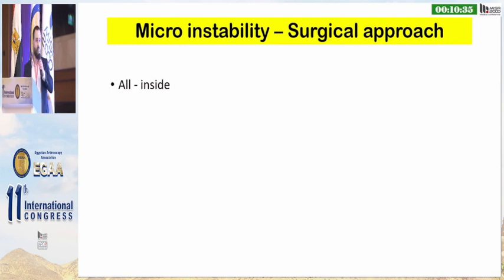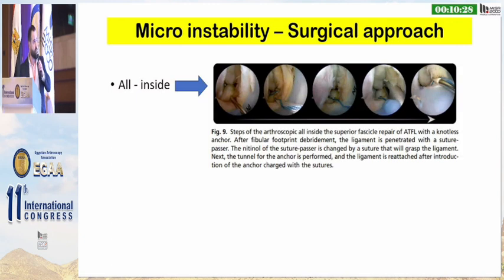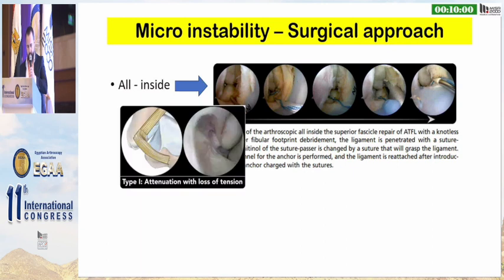So when we diagnose a microinstability case, we repair it with the all-inside technique. These are the steps. We need to debride the lateral gutter and the footprint of the superior fascicle of the anterior talofibular ligament, and we pass the suture through the ligament with a suture passer like a scorpion. We drill the tunnel for the anchor, we pass the suture through the anchor, and insert the ligament again in its anatomic footprint.